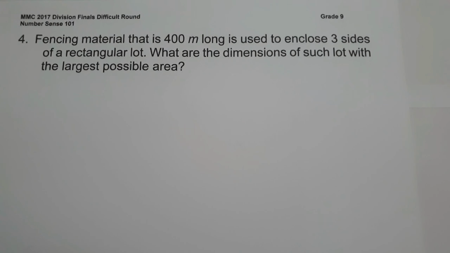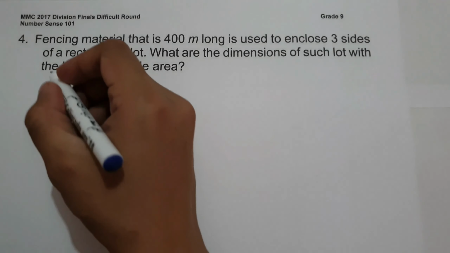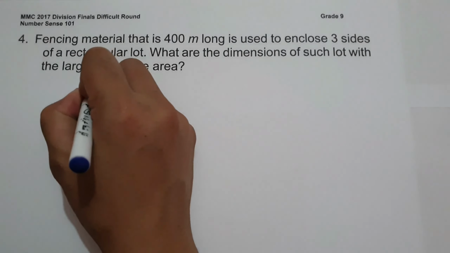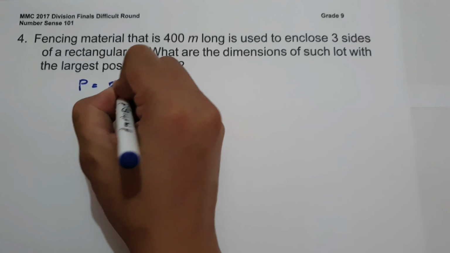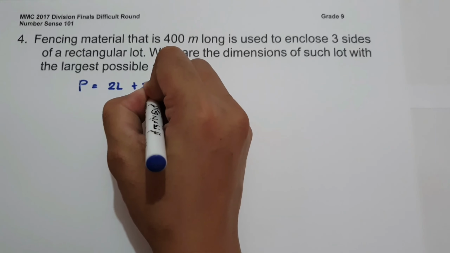On number 4, fencing material that is 400 meters long is used to enclose 3 sides of a rectangular lot. What are the dimensions of such lot with the largest possible area? Since we are talking about fencing material that is 400 meters long used to enclose 3 sides of a rectangular lot, it will give us the idea that we are going to use the formula for the perimeter of a rectangle, and that is perimeter equals 2 length plus 2 width.